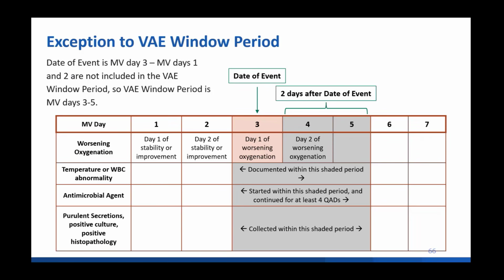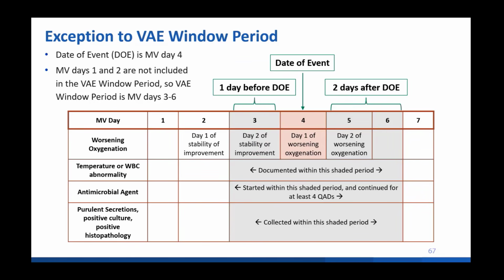In this scenario, the date of event is mechanical ventilation day 3, but mechanical ventilation days 1 and 2 cannot be included in the VAE window period. So the VAE window period is only 3 days, mechanical ventilation days 3 through 5. Here, the date of event is mechanical ventilation day 4, so the VAE window period is 4 days, mechanical ventilation days 3 through 6.